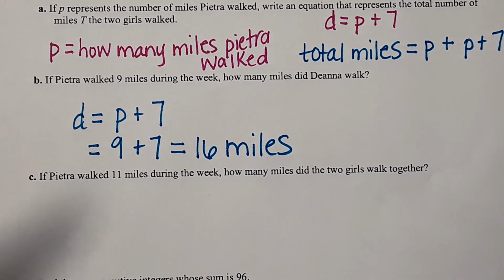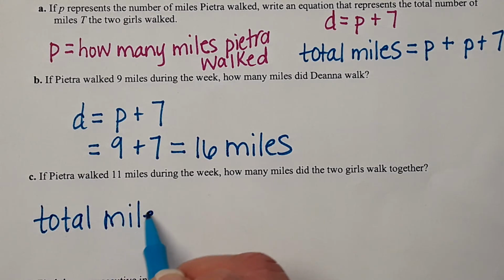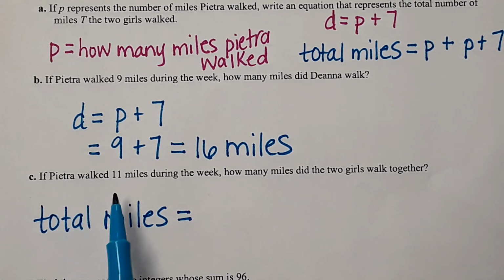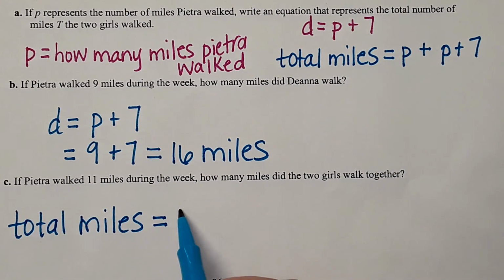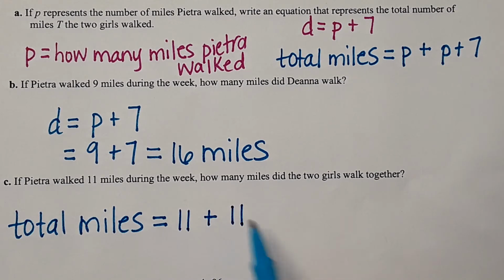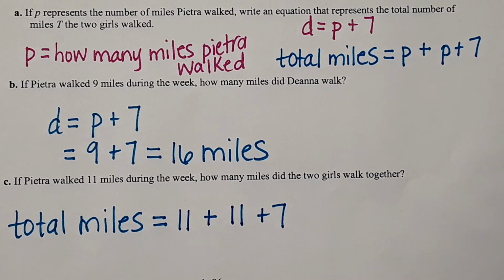Okay, if Petra walked 11 miles during the week, how many miles did the two girls walk together? So now, where are we going back? Which equation are we going to use? A or B? A. And we're going to use the total miles. So Petra walked 11 miles. So we're going to replace P with 11. So wherever we see a P, we're going to put 11. And then we're going to put that 7 because Deanna walked 7 more miles than Petra.